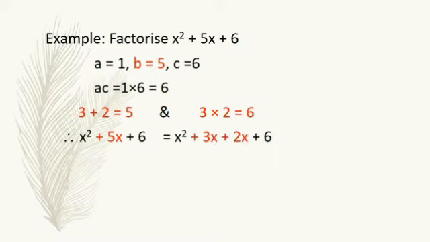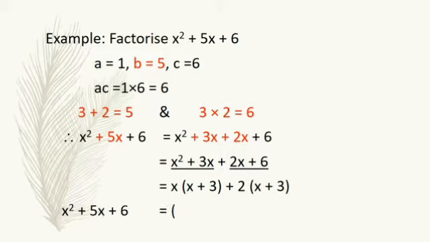Now we have to apply the grouping method here. X square plus 3x in one group, 2x plus 6 in another group. In the first group, we have x as the common factor, and in the second group, we have 2 as the common factor. By taking out the common factors, we have x into x plus 3 plus 2 into x plus 3. Now, x plus 3 is common to both the groups. That is, the polynomial can be written as x plus 3 into x plus 2. That is, the factors of x square plus 5x plus 6 are x plus 3 and x plus 2.